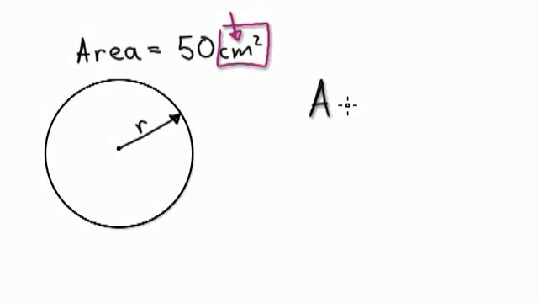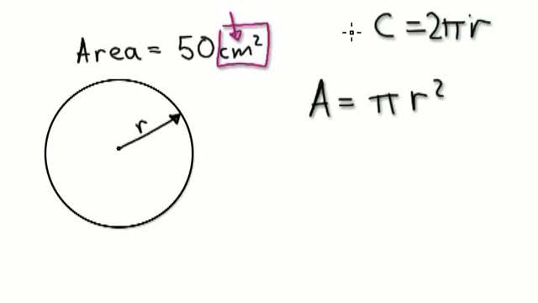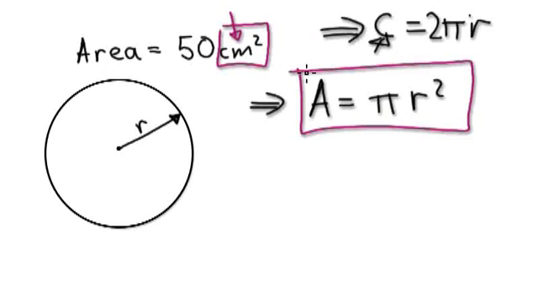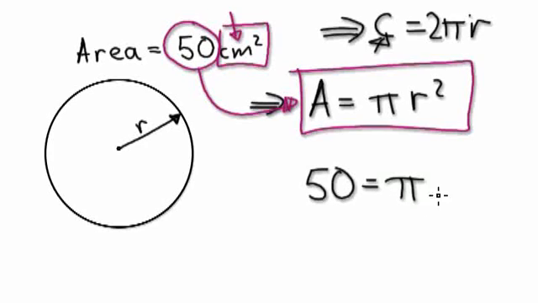So first thing we do, write down a formula. We are talking about area, so we have to use this formula, A equals pi r squared. There's no point using this formula here, 2 pi r, because this is talking about circumference. We are talking about area, so we have to use this formula here. Now we are given that the area is 50. So let's put this into the A. So it's 50 equals pi r squared.